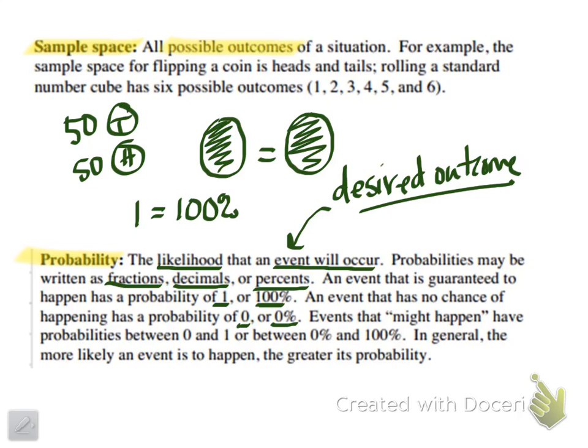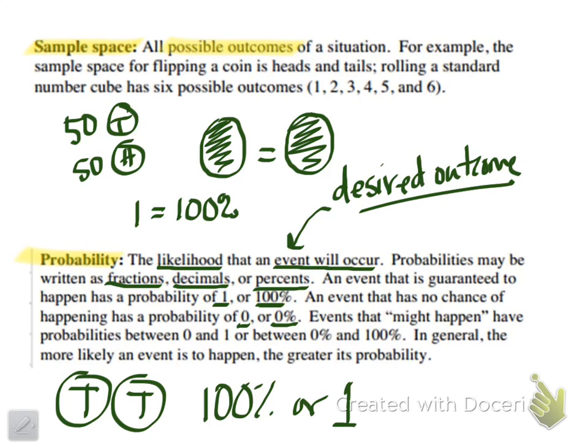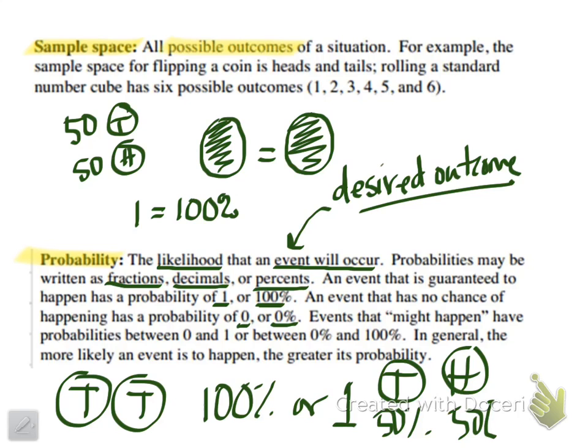So in general, the more likely an event is to happen, the greater the probability. So if I had a two-sided coin that had tails on one side and tails on the other, I would have a probability of 100% or 1 that I would flip a tails. Okay? But if I have two outcomes and I say, okay, I have tails or heads, I have a 50% chance or 50% probability of getting tails and a 50% probability of getting heads.